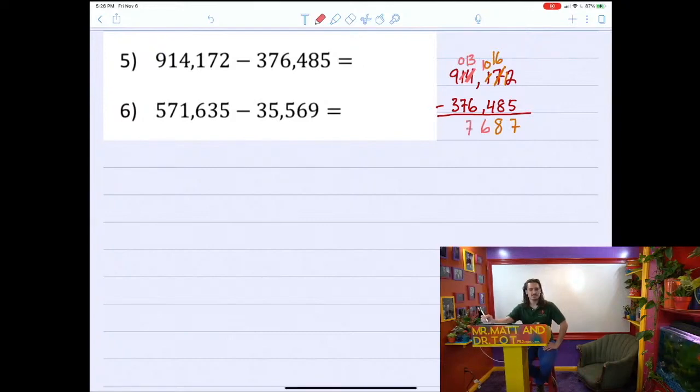I can't take 0 minus 7, so once more I need to borrow from the 9, making it an 8, turning the 0 into a 10, and I have 10 minus 7, which is 3, and then the last digits will be 8 minus 3, which is 5. So your final answer here is going to be 537,687.